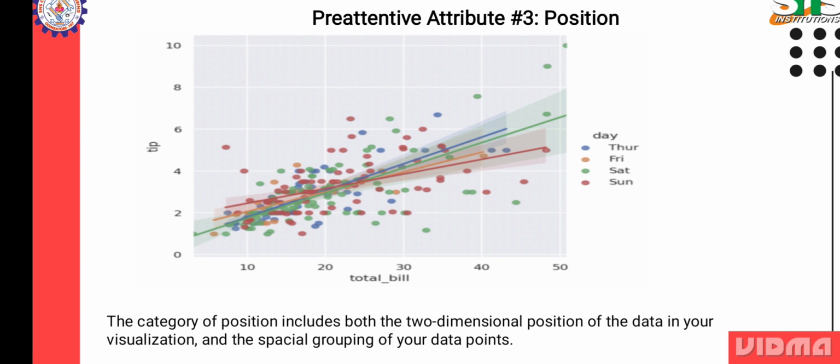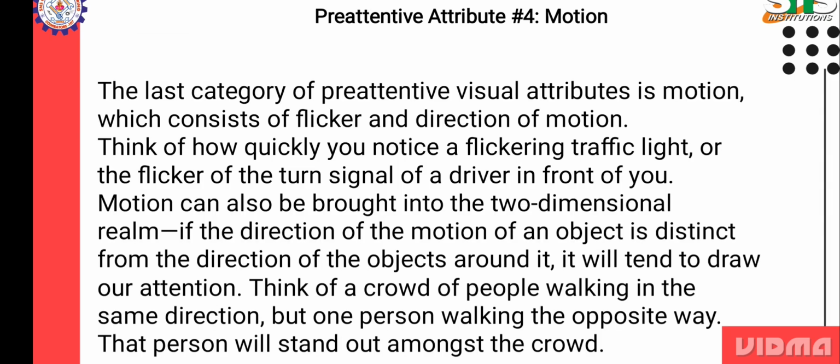Think of a crowd of people walking in the same direction, but one person walking the opposite way. That person will stand out among the crowd. So, these are the four pre-attentive attributes that you should know.